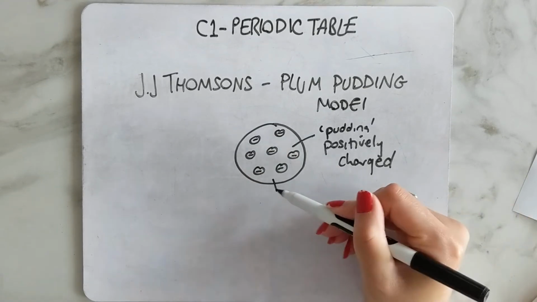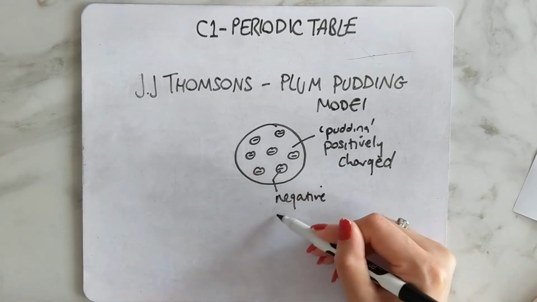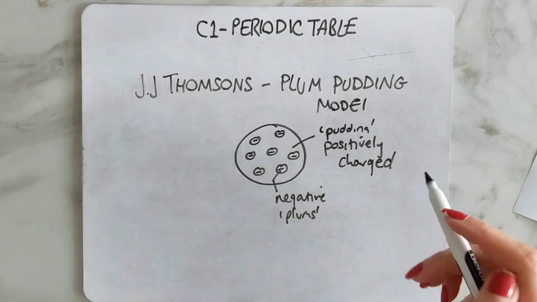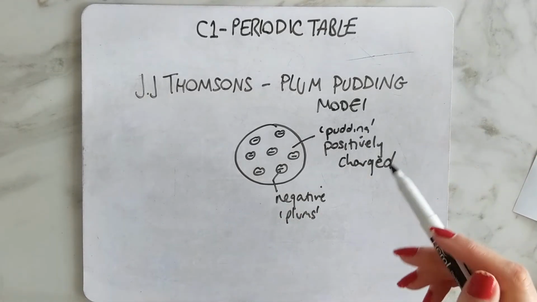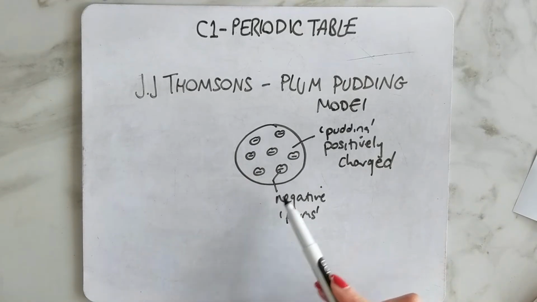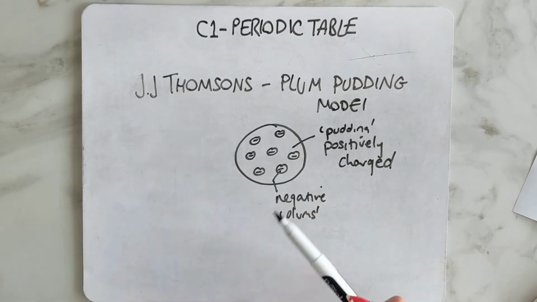So negative plums or negative chocolate chips, however you want to remember it. So this is the plum pudding model. Positive charge everywhere, and then negatively charged parts just dotted around. Okay, so that's the plum pudding model.